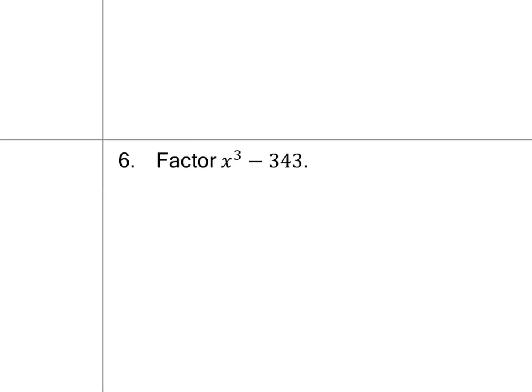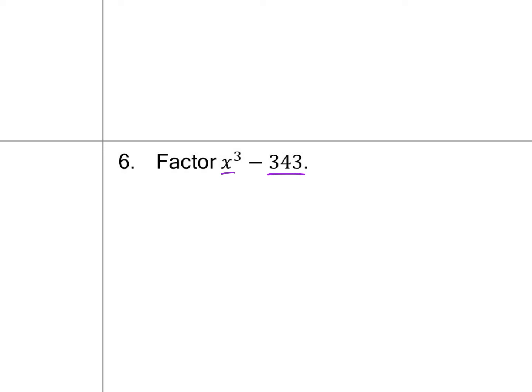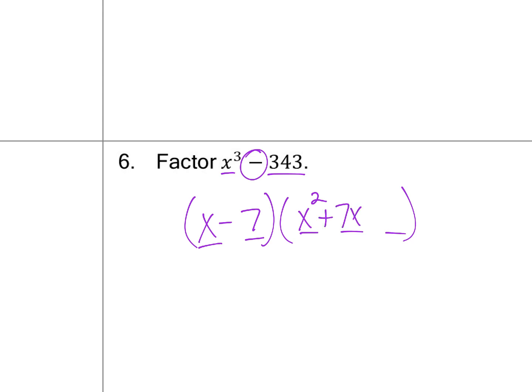All right, last one. So we have an x cubed. We want to check for cubes. 343 is a perfect cube. When you take the cube root of 343, you get 7. So x, same sign, minus 7. And then we use that to find our trinomial. We square, we get x squared. We multiply, we get negative 7x, but it has to be the opposite here, so plus 7x. And then negative 7 times a negative 7 is a positive 49.